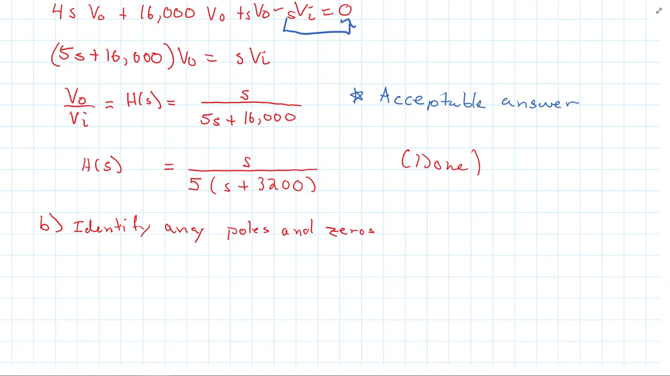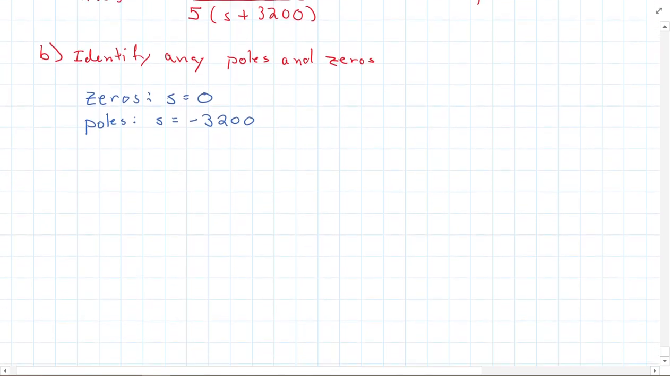Well, the zero is pretty easy. That's just s equals 0. And the poles, because it's factored, are also easy. There's nothing to solve for here. This part is literally writing your answers down. You do it by inspection. The pole would be s is equal to negative 3,200. Man, I just can't seem to write correctly today. Okay, so s is equal to negative 3,200.